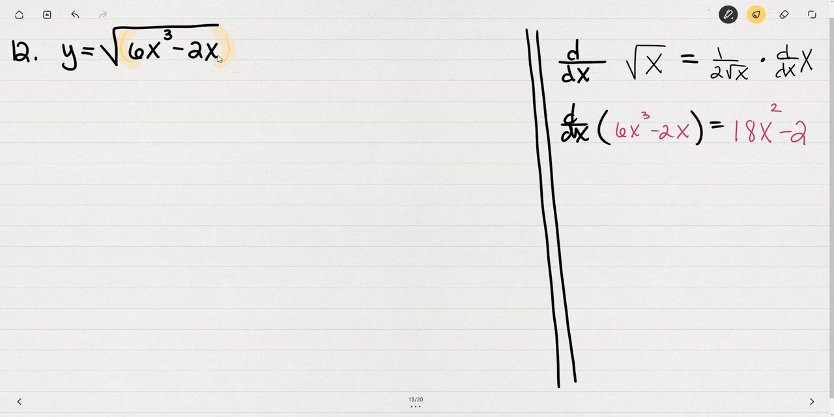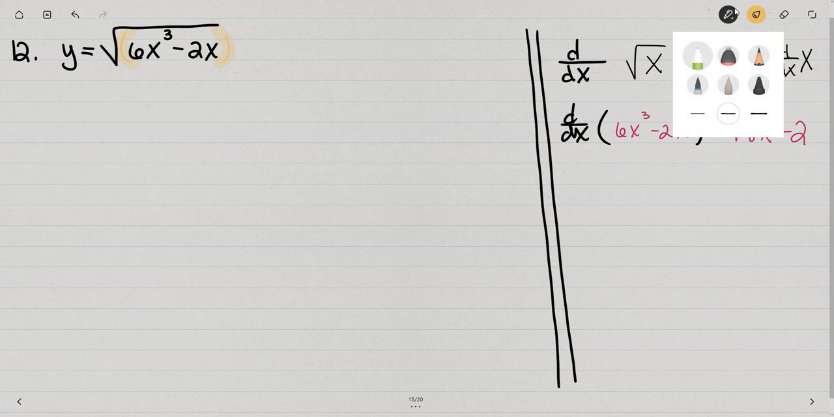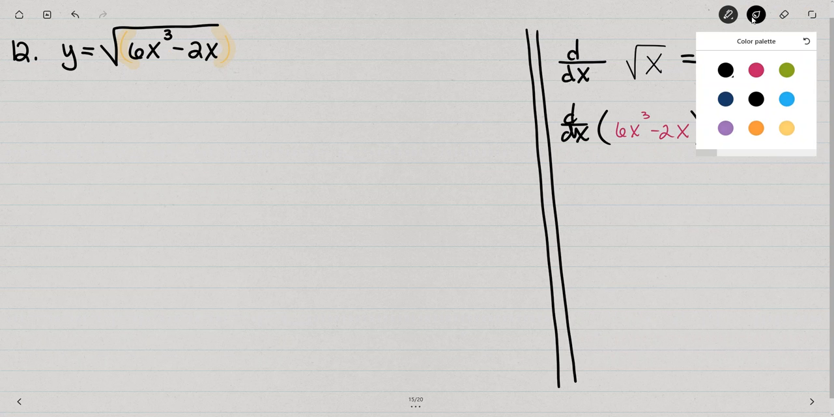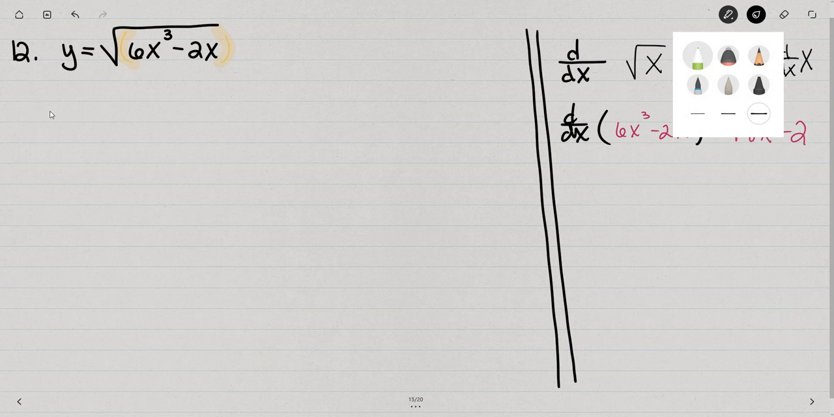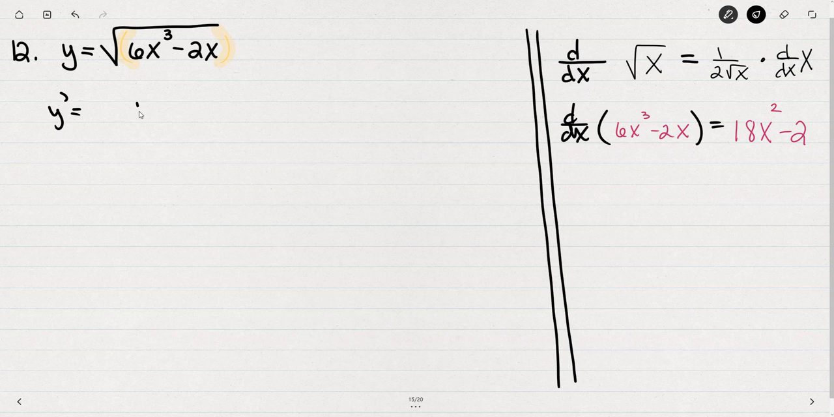So we're going to see this as the composition of two functions. We're composing the 6x cubed minus 2x with a square root. So we're going to have to chain. To start with, I'm going to recognize that the derivative of a square root is 1 over 2 times the square root. I've just memorized that formula, that pattern. You could work it out as the power rule for x to the 1/2.